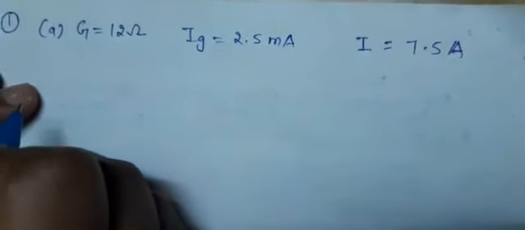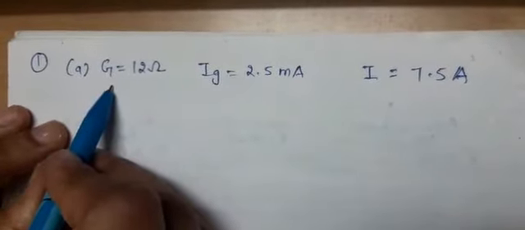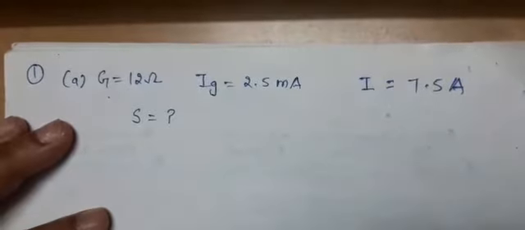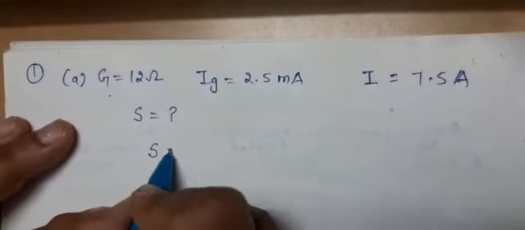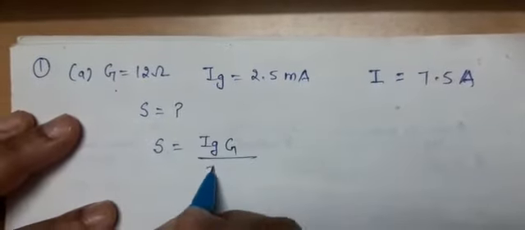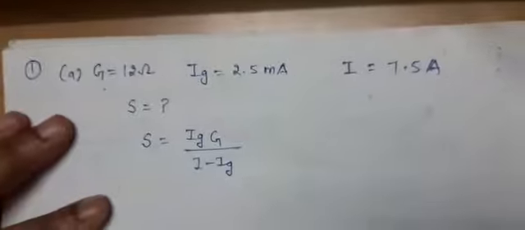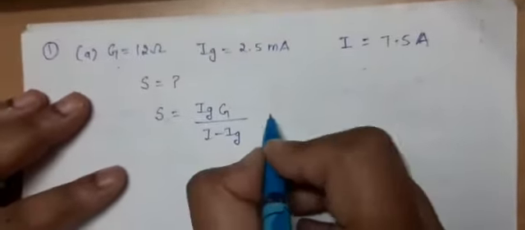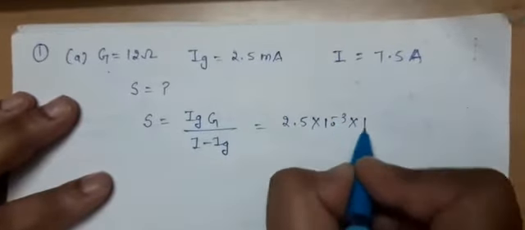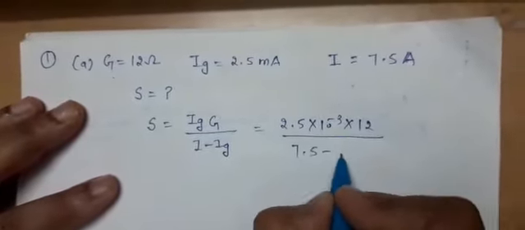So now what should we do? We must connect a shunt resistance in parallel with galvanometer. It means we must find the value of this resistance which should be connected in parallel. So for it we must learn its formula, that this formula was IgG upon I minus Ig. See, only this one. Now here just simplify. What you have to do, you have to substitute the values of the given factors.